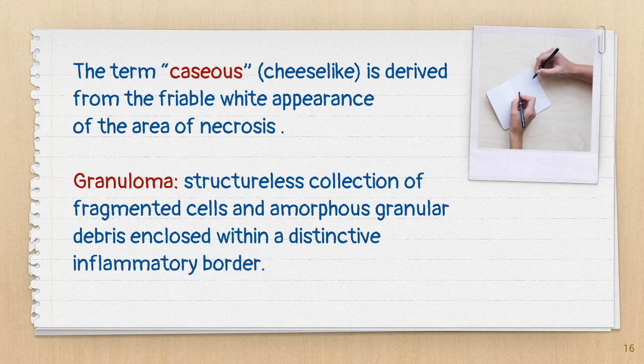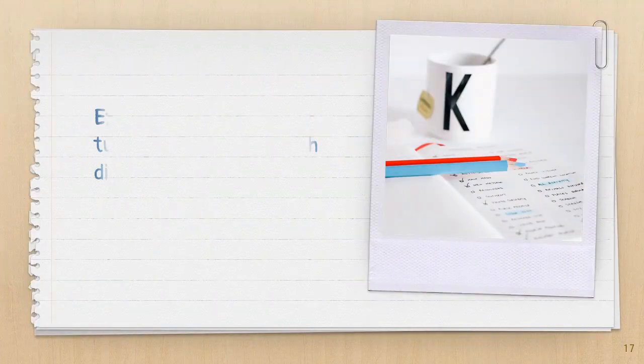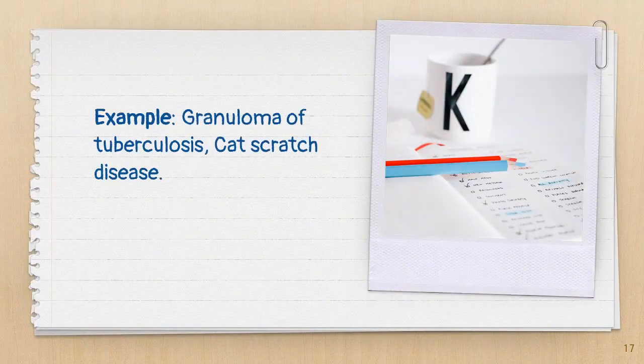It's a very important term, granuloma. So you have to remember this too: caseous necrosis and granuloma. Very important terms. Now some examples: granuloma of tuberculosis, cat scratch disease. The tuberculosis picture we have already seen, so there was caseous necrosis.